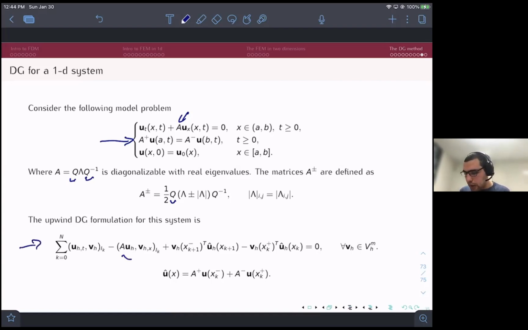You integrate by parts right here, you pick up some terms, and then you have a flux. The upwind flux in this case would be A plus multiplied by the value on the left, plus A minus multiplied by the value on the right.